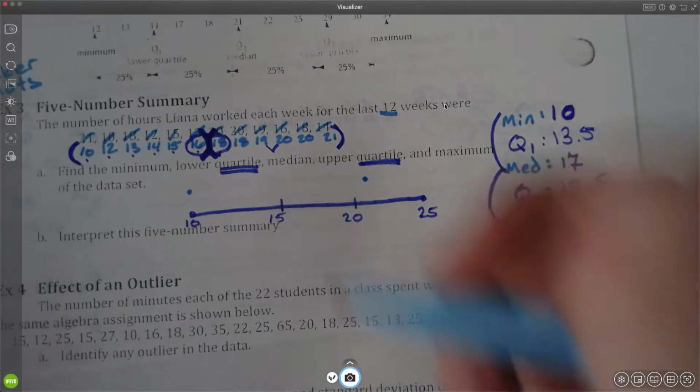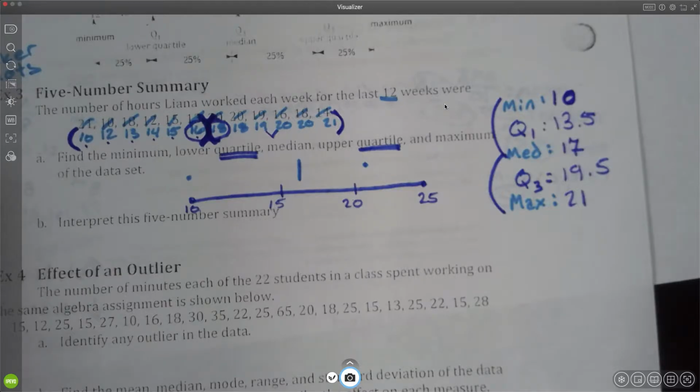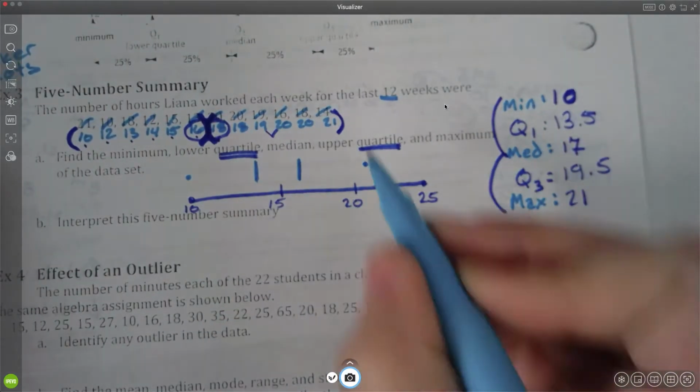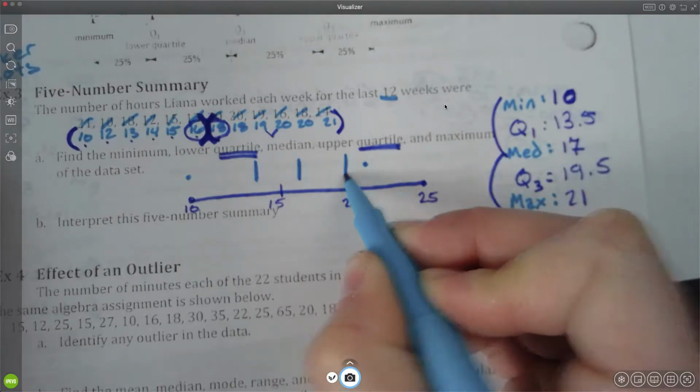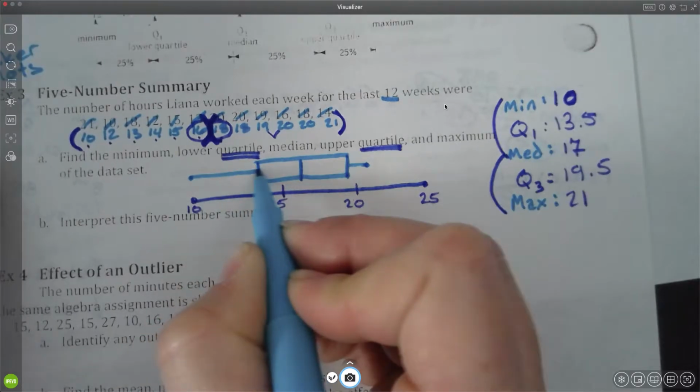So I'm going to put a line above my 17. Okay? And then I'm going to go to about 13.5, and I'm going to put a line there, and I'm going to go about to 19.5 and put a line there. And that's my box, and these two are my whiskers. You see that?